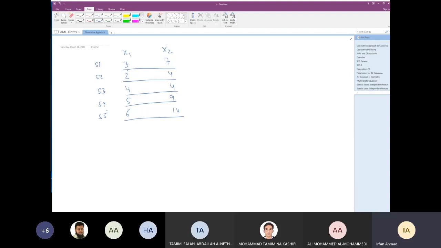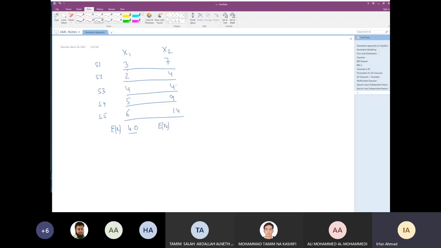So what is the expectation of x1, which is the mean of x1? If you do the calculation, 6 plus 5 is 11, plus 4 is 15, plus 5 is 20, 20 over 5, which is nothing but 4.0. Similarly, what is the expectation, the mean, of x2?